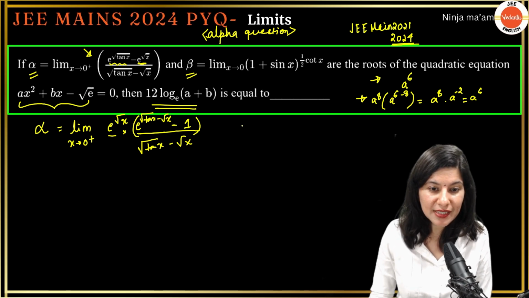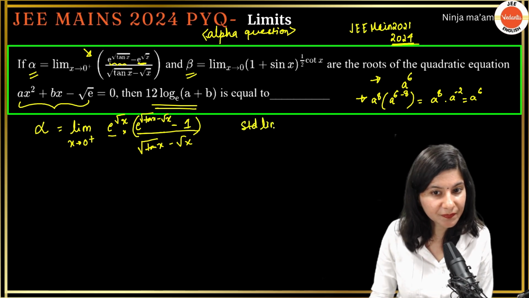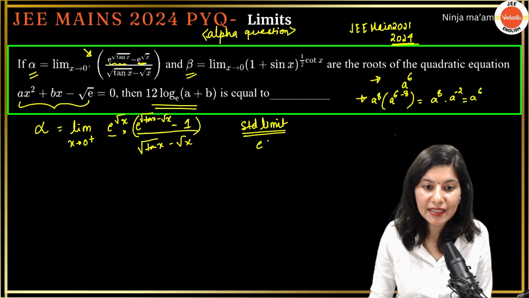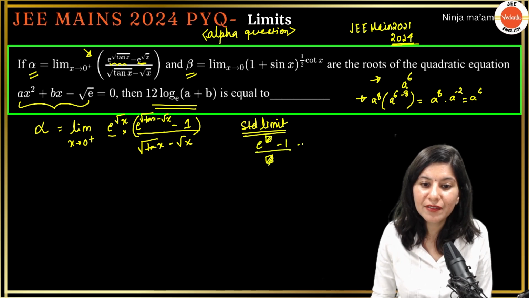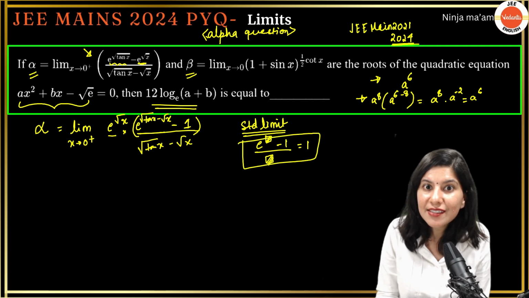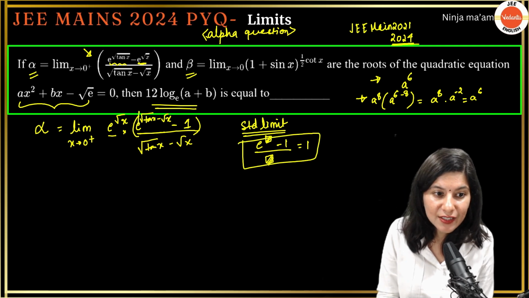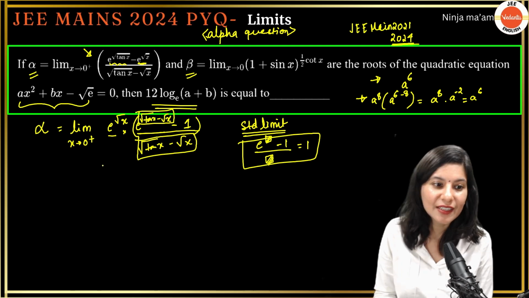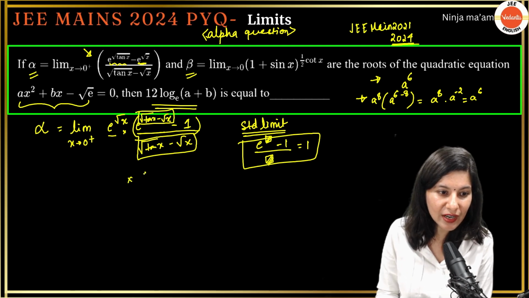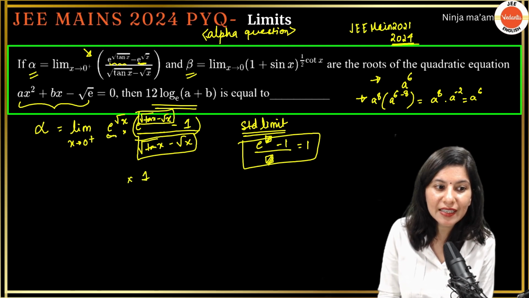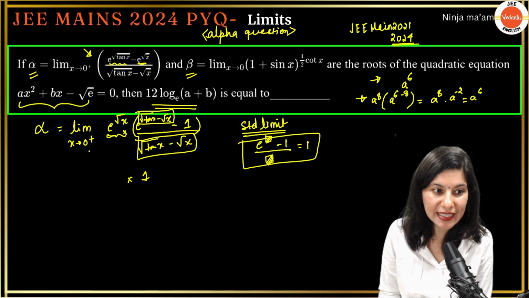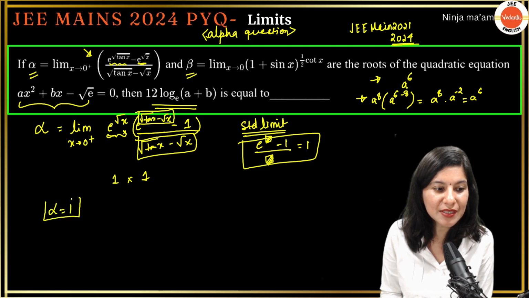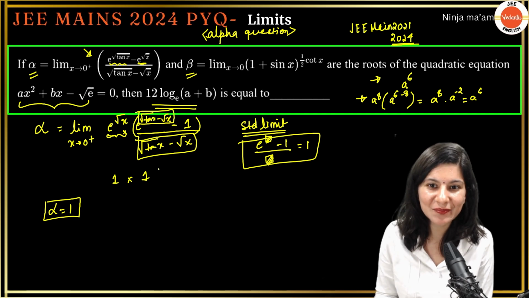We are going to use the standard limit in this. What is that? e raised to power 0 minus 1 upon the same 0 will give you 1. And it is very well created: e raised to power this upon the same this, and that is 0 only. So it is actually 1. You put 0 plus in here, what will you get? e raised to power 0 is 1. So alpha is actually coming out as 1. Easy peasy lemon squeezy, right?